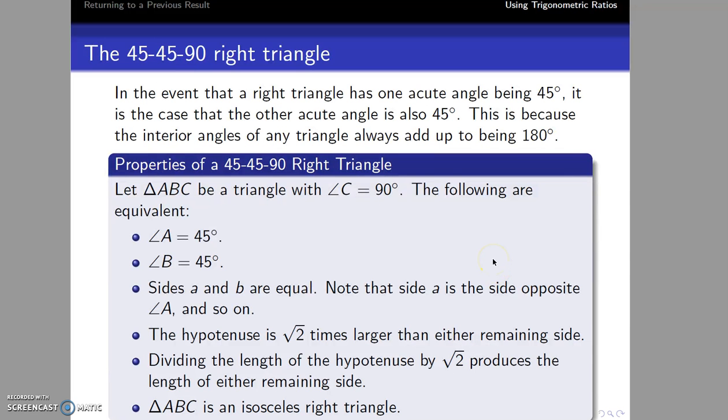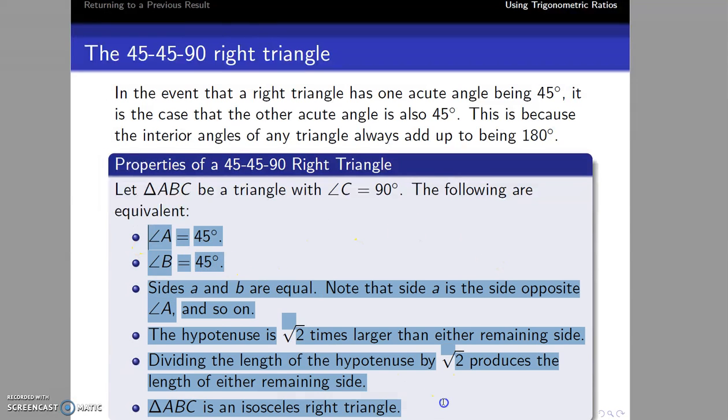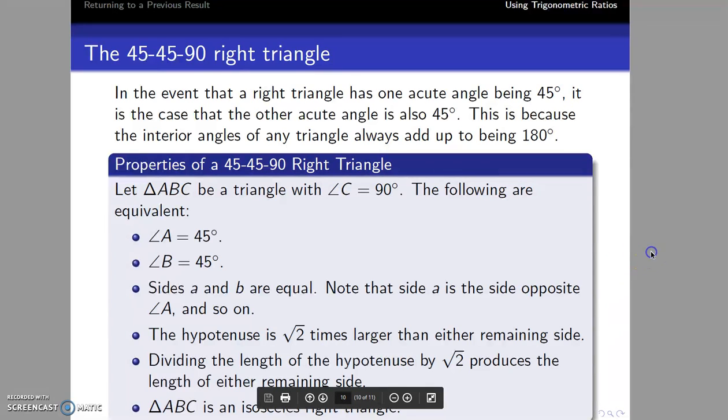Now the first one is the 45-degree angle inside a triangle. If you have 45 degrees being one interior angle, then that's going to guarantee that the other one is also 45 degrees. Because the whole thing has to add up to be 180, so that's what has to happen. But more than that, here's what else you get from it. I have here all of these things that I say. And all of these things are equivalent, which means if you have one, you have them all.